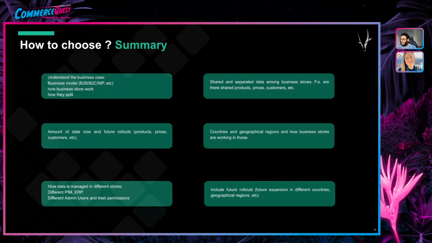Finally, the summary. I see that I have only 4 minutes left. The summary is: understand the business use case, what the business model is, how the business stores work, what a business store actually is, how they are split, how you can group them based on business logic or not, the amount of data now and future rollout, the shared or separated data among the business stores, the countries and the regions, and how business stores are actually working in these countries and regions, the same OMS, different logics, different third-party integrations, etc.